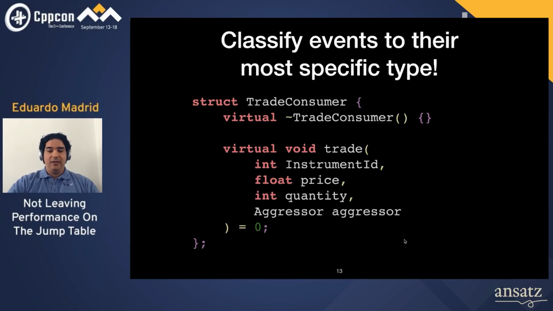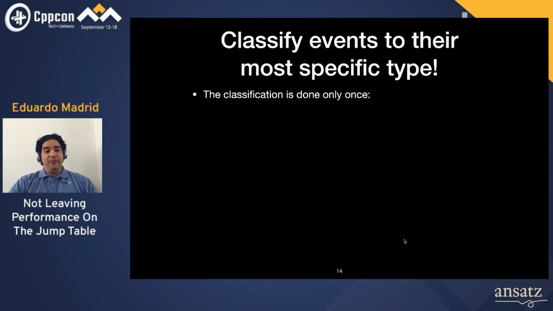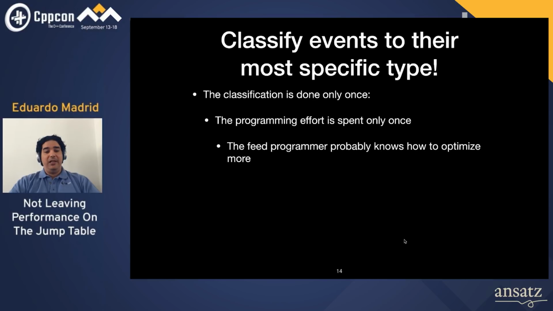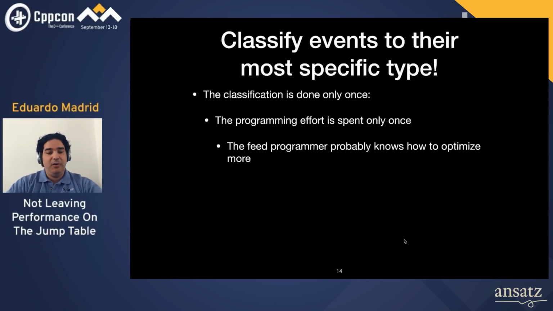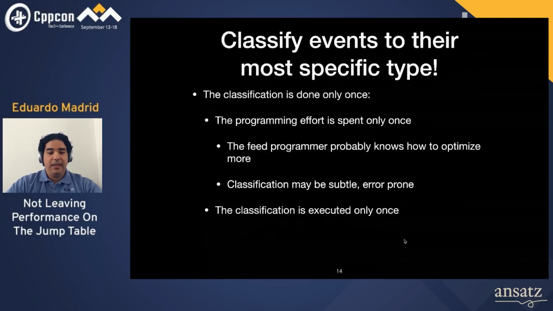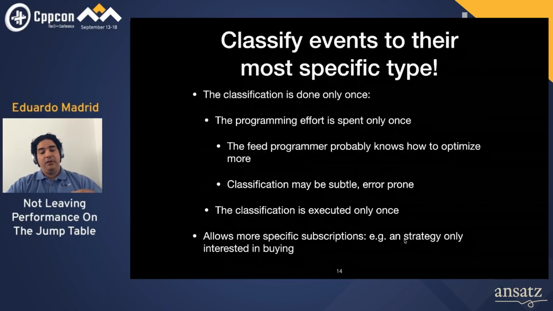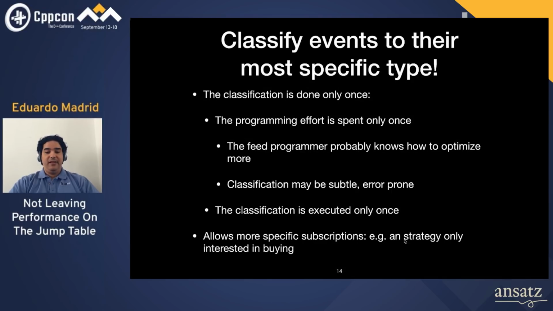And in this way, you can avoid replication of effort and wasteful execution. Because in this particular example, if you deliver the most specific event type, then the classification is only done once by the programmer and once by the actual execution. Also, the idea is that you should give an opportunity for the people who can do the most aggressive optimizations to just do them. A feed programmer will be in a better position to optimize the delivery of messages than a strategy programmer. This might be subtle, and this also allows more specific subscriptions. Like, for example, there might be a trading strategy that is only interested in buying shares. Okay.